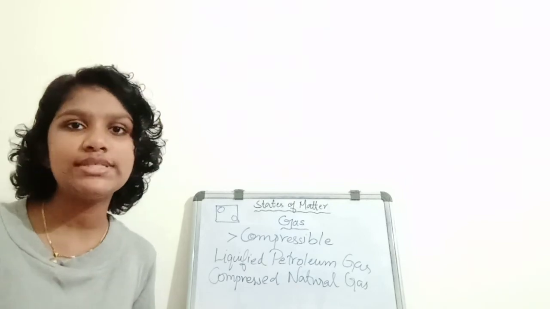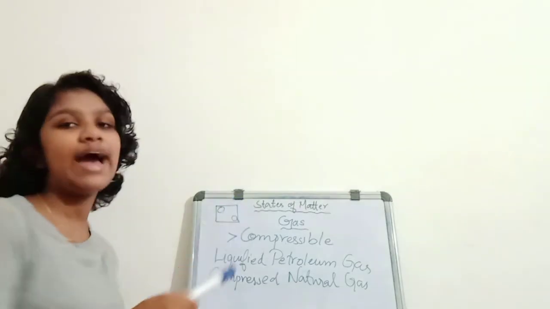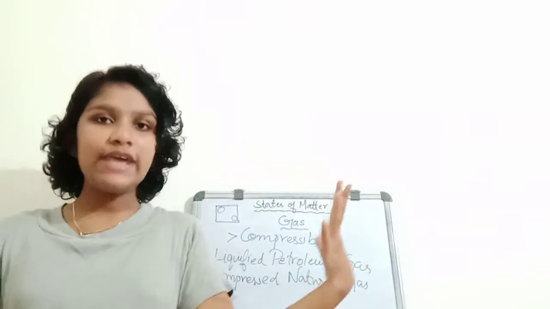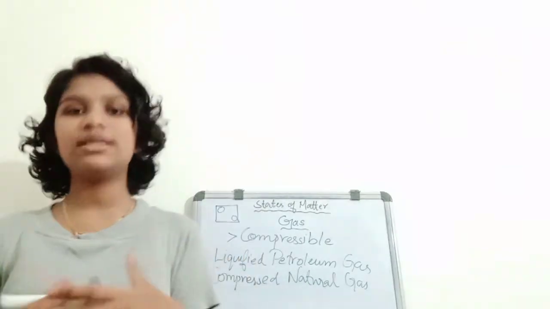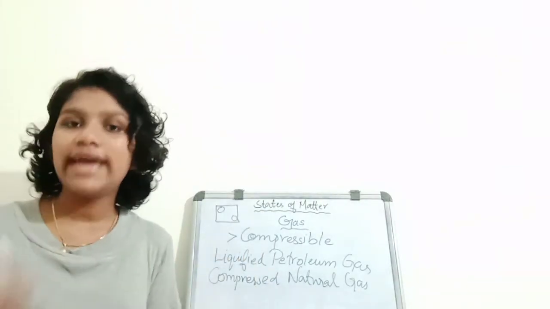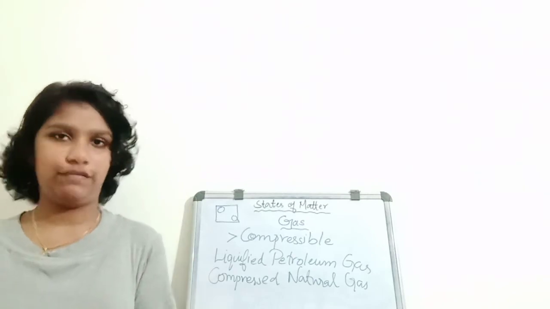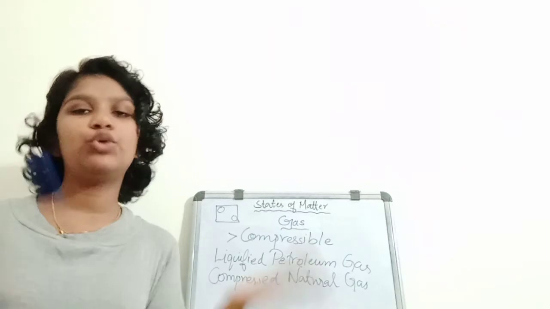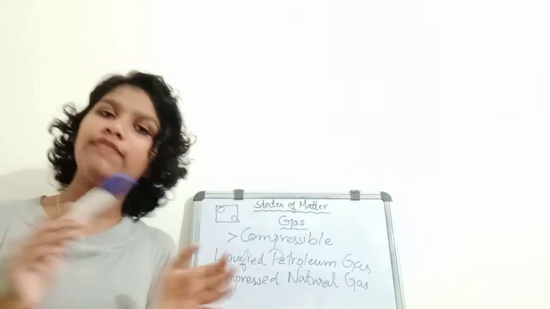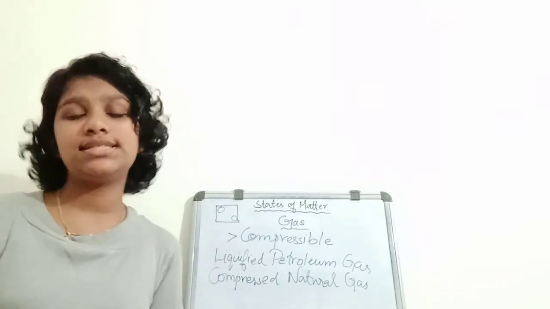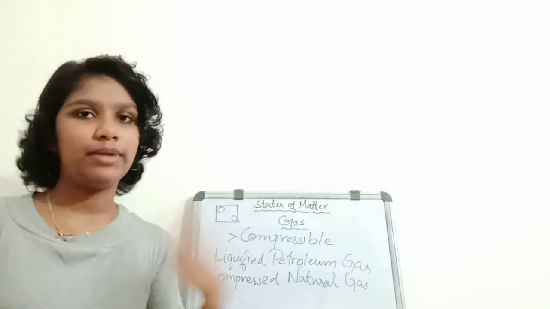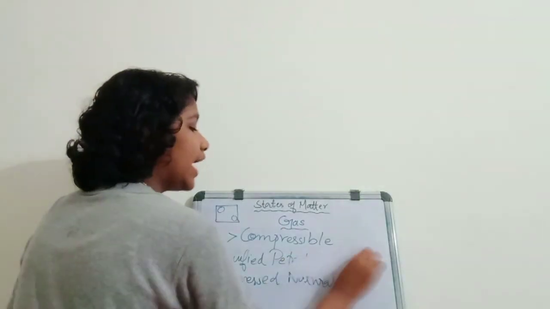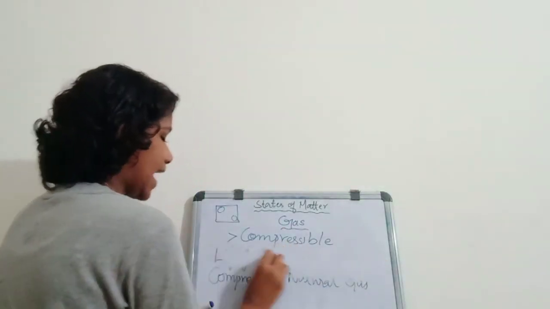Why does it get diffused easily? Because particles of matter are very far away. Particles of matter are not tightly packed, they have lots of spaces in between them, so they quickly get diffused. So gas can be compressed, and we can carry a large amount of gas to other places. That is the first case: compressible, and the rate of diffusion is more in the gaseous state.